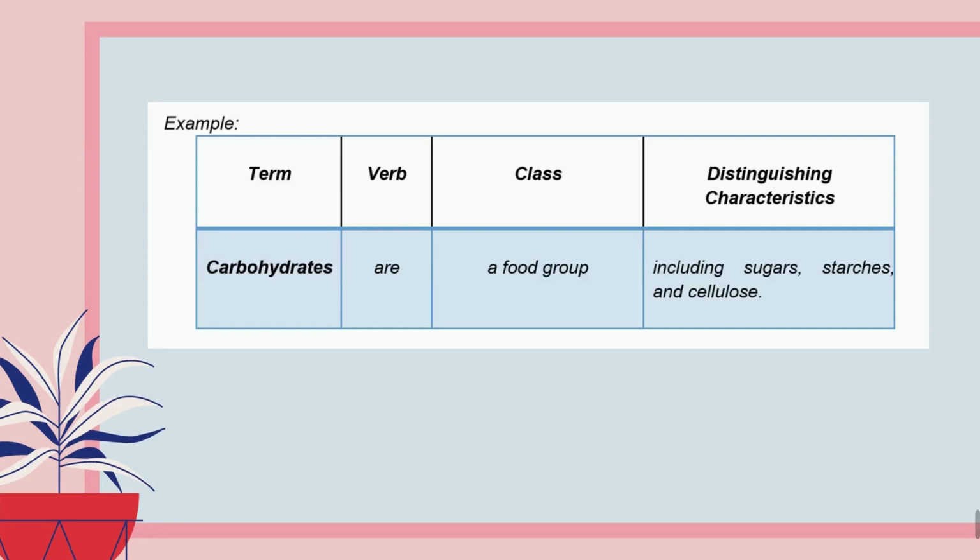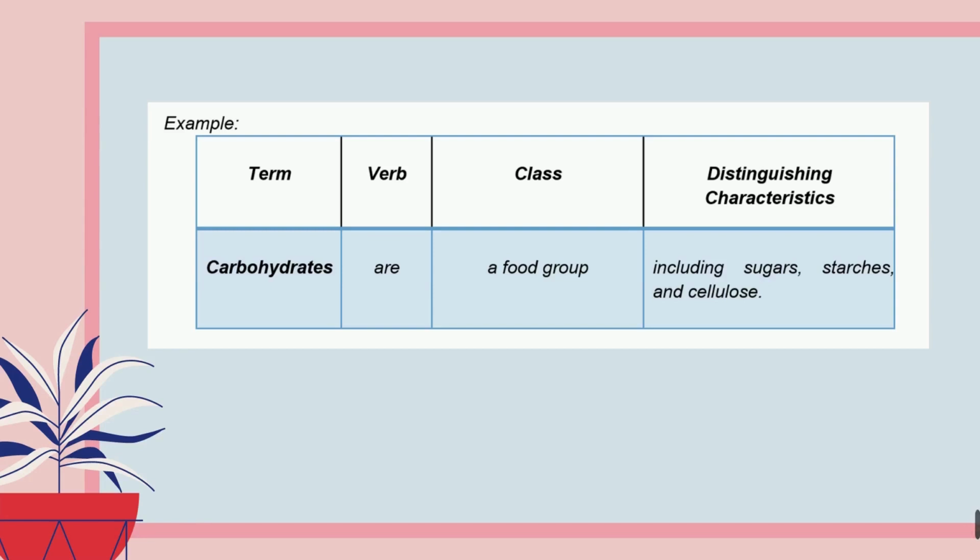Now take a look at the example. It starts with carbohydrates, and carbohydrates is the term, followed by the verb are, followed by the class. Carbohydrates belong to a food group, and the distinguishing characteristics of carbohydrates are including sugars, starches, and cellulose. Now, if we are going to read this one: carbohydrates are a food group including sugars, starches, and cellulose. So you see now we dissect the parts of a formal definition.